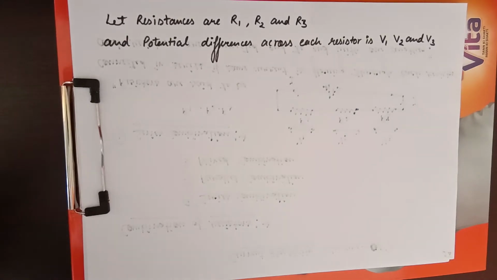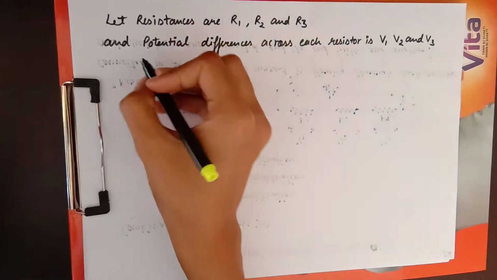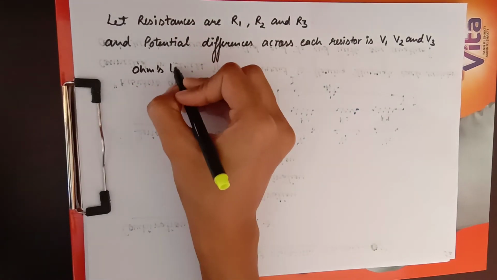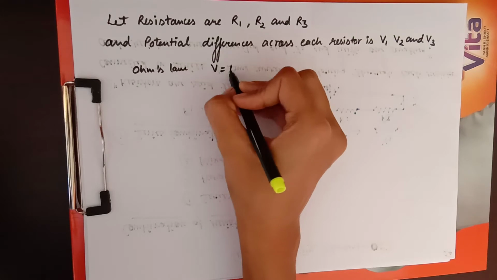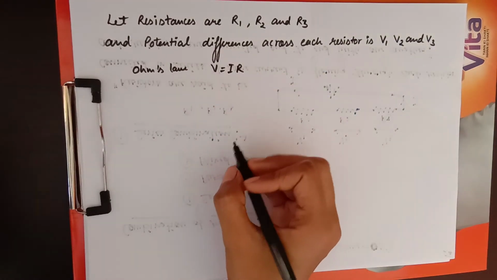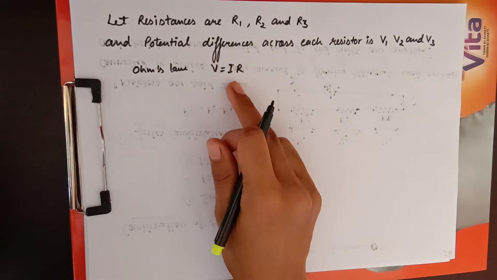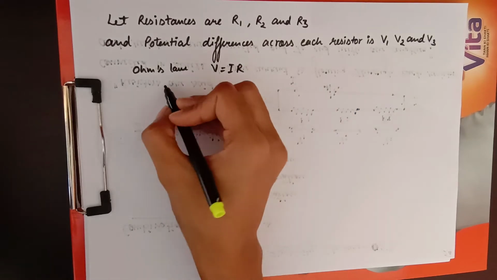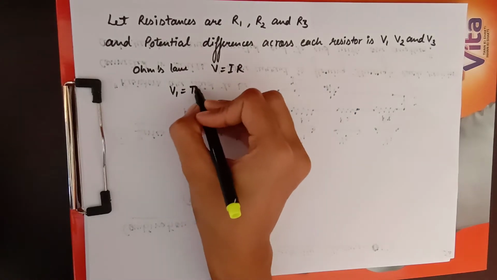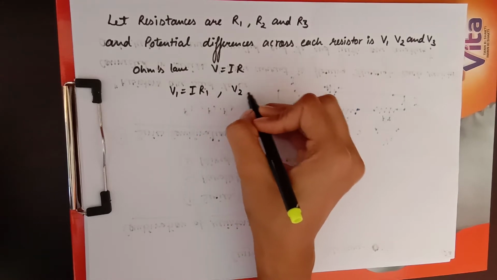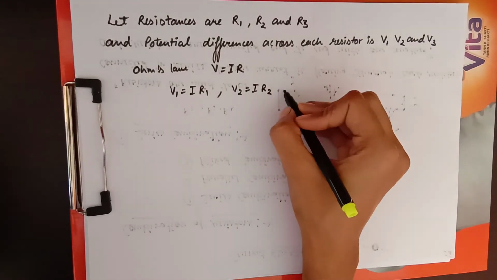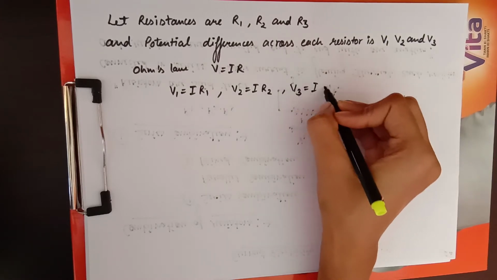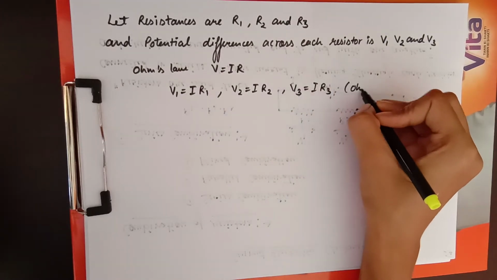So if the resistances are R1, R2 and R3 and the potential differences across each resistor are V1, V2 and V3, then from Ohm's law we know V equals IR. As in series combination I is constant, I is the same for R1, R2 and R3, and the values of V and R change correspondingly. So we can write V1 equals IR1. Similarly, V2 can be written as IR2 and V3 as I into R3. This is all from Ohm's law.